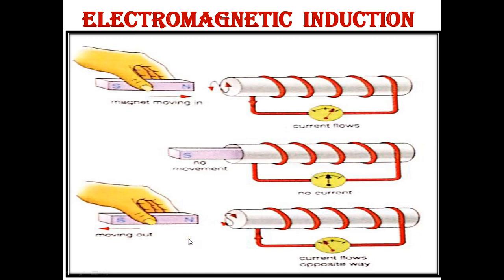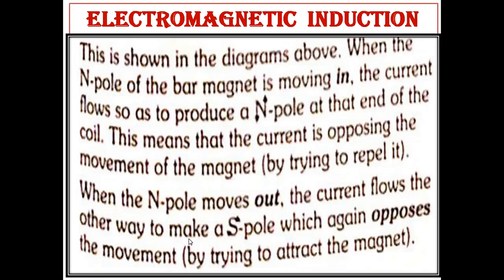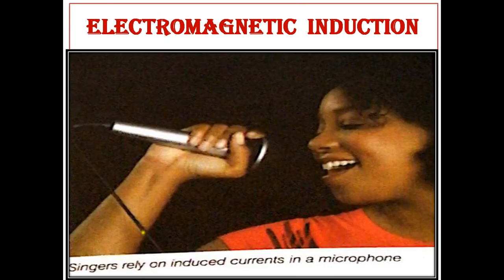This kind of induced current is also used in moving coil microphones. It is also used in tape recorders, video recorders, and we have also seen that the hard disks of computers use it. As shown in the diagram, singers rely on induced current in a microphone. We are going to discuss the microphone particularly in a further part of the lesson.